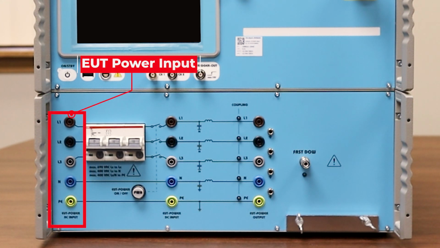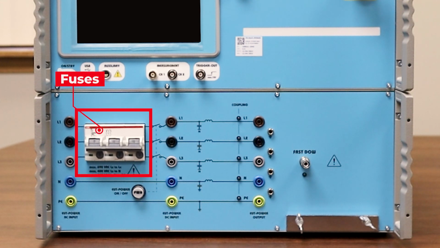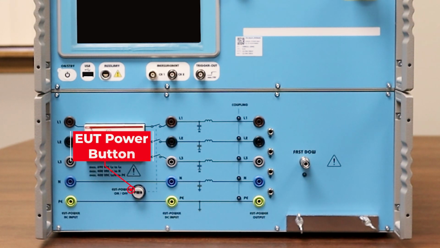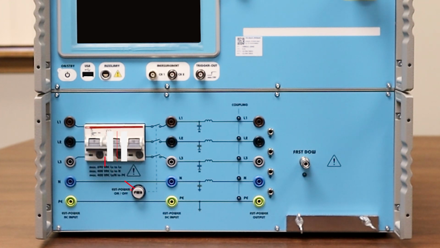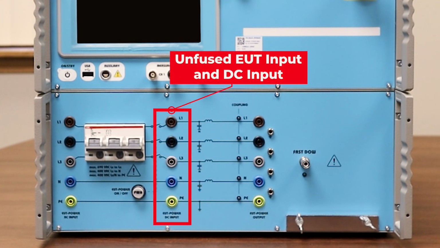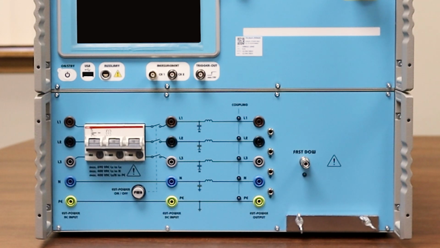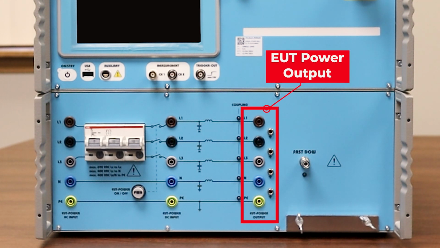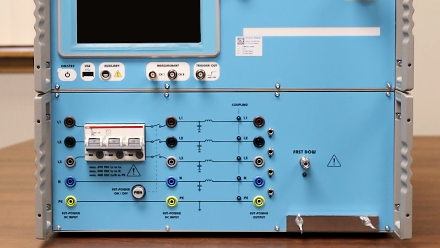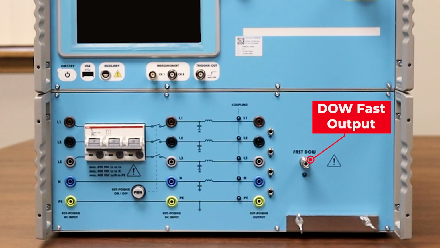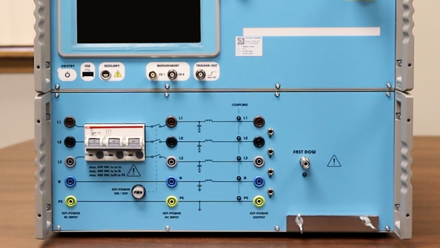Starting on the left is the EUT power input. As we work our way right, just next to that, we have the fuses. Below the fuses, you'll see the EUT power on button. Just to the right of that, we have our unfused EUT input, and you can see right there, it's also our DC input. As we work our way right, we have our outputs. First, we have the EUT power output, and then finally, all the way on the right, we have our DOW fast output. The DOW fast output is for the direct injection of the oscillatory waveforms done without power.